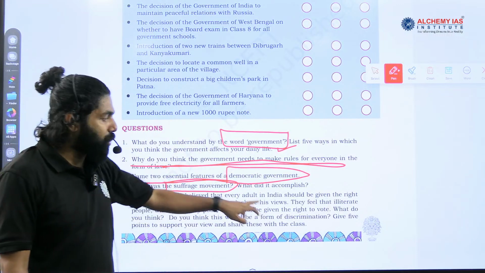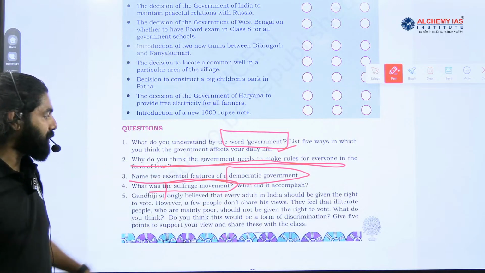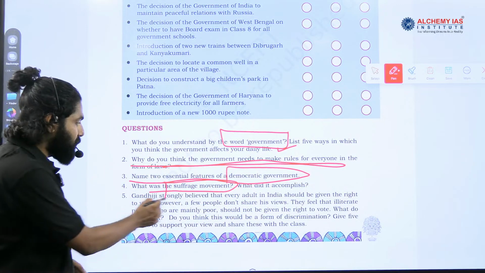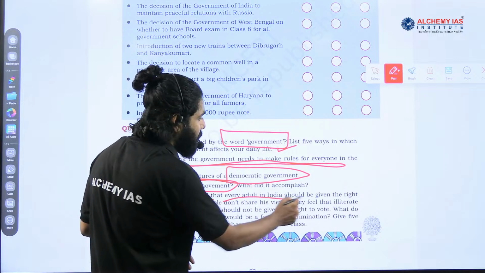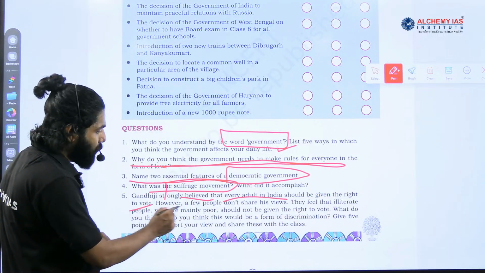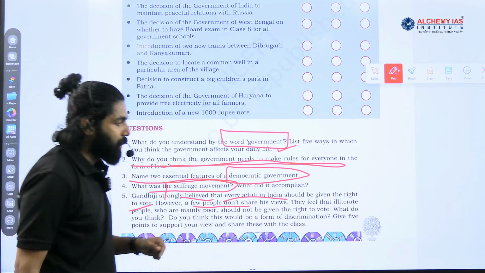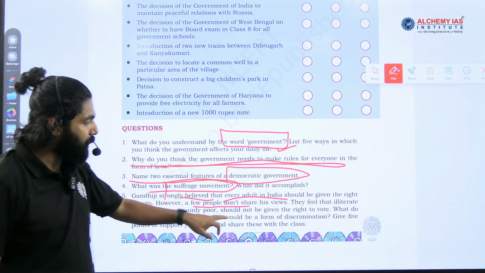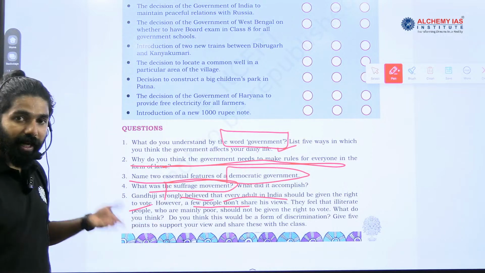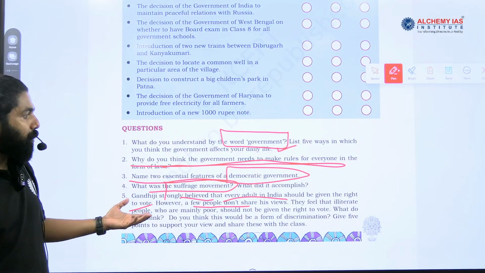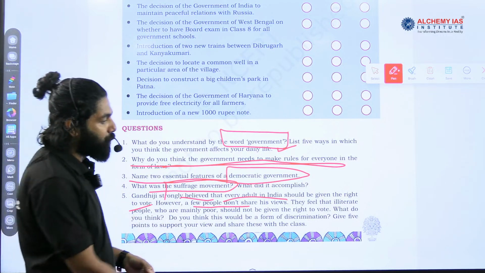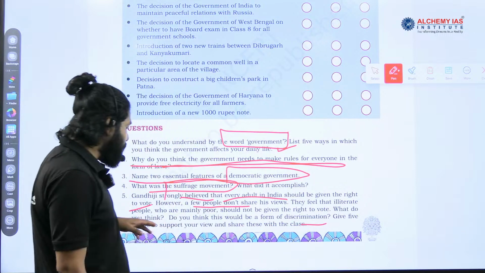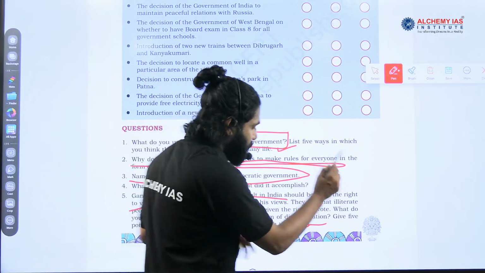Next is Gandhiji's strong observation. The question is with respect to Gandhiji's observation regarding the right to vote. Gandhi strongly believed that every adult in India should be given the right to vote. However, few people don't share this view. They feel illiterate people who are mainly poor should not be given the right to vote. What do you think? Do you think this would be a form of discrimination? Give 5 points, support your view, and share within the class.